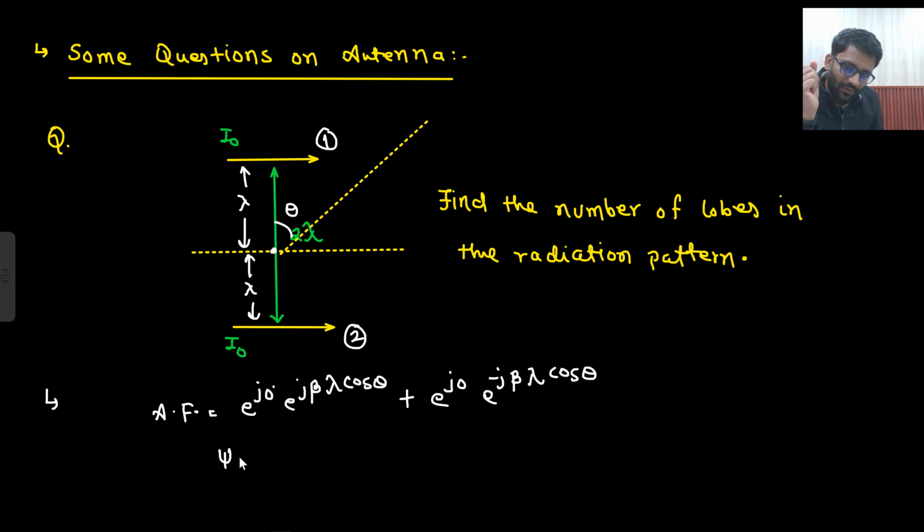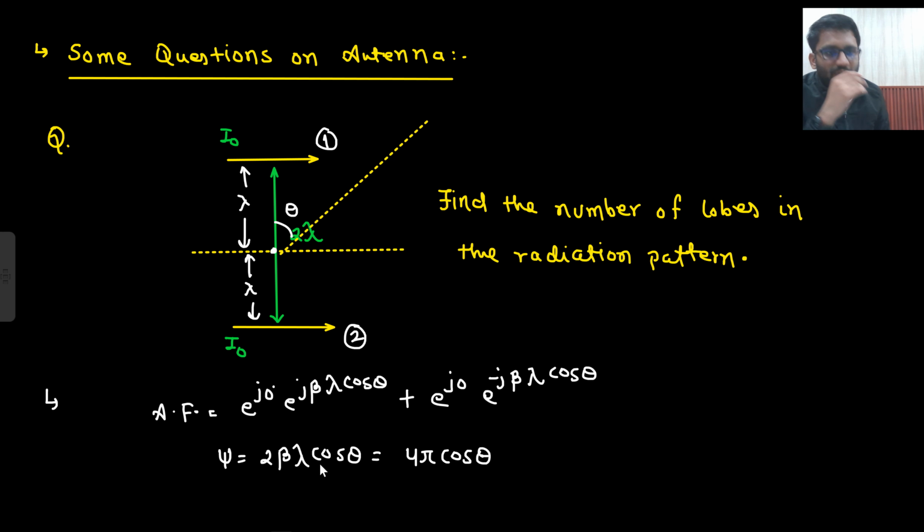So what is the phase difference now? You can take any phase difference, from here to here or otherwise as well, but I am writing from positive to negative, so that would be 2 beta lambda cos theta. So what is your 2 beta lambda? 2 pi. So 4 pi cos theta.